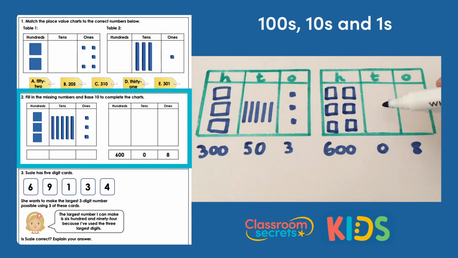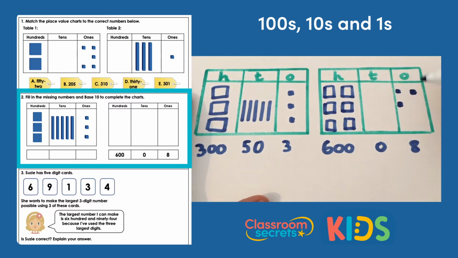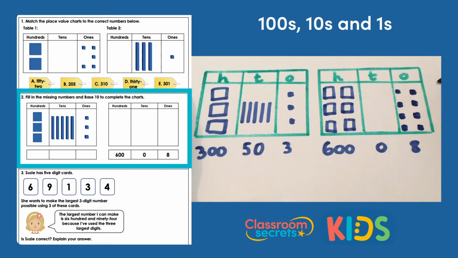We can leave our tens blank. We don't have to put a 0 in there at the moment, but we can leave it blank because there is no base 10 to represent that 0, so we don't have to draw any. So we can move over to our ones, and we need to show 8 of them. 8 ones. 1, 2, 3, 4, 5, 6, 7, 8. And that's what your second place value chart should look like, 608.